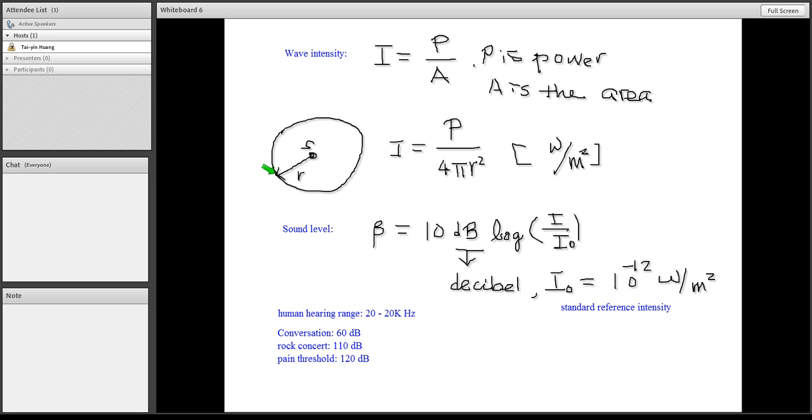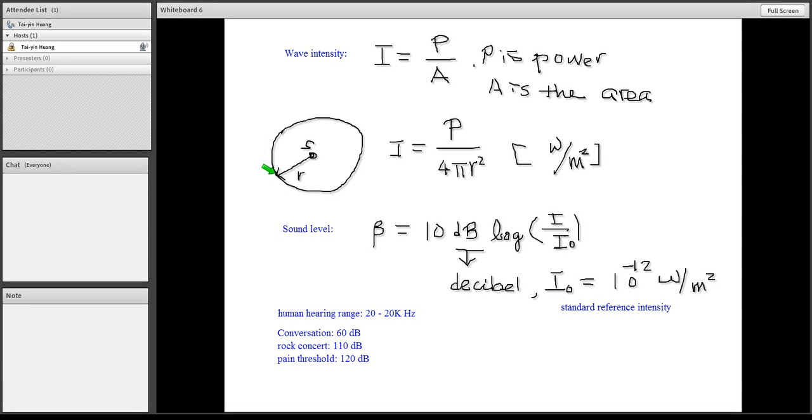Okay, so all right, the other quantity we are interested in is the sound level. So what is sound level? Sound level is defined as beta, equal to 10 times dB, which is the unit for the sound level. We call that decibel, and then times log. This is not the natural log; this is base 10. So log, and within the argument, the sound intensity over the standard reference intensity.